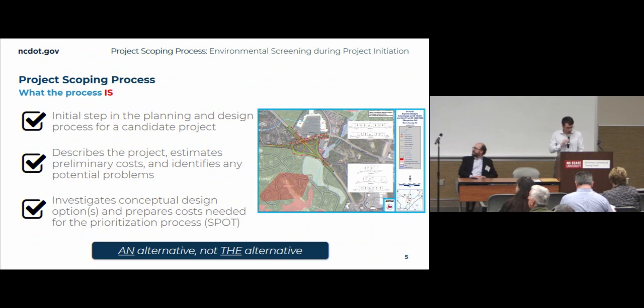And so to clarify what the project scoping process is, it is an initial step in the planning design process for a candidate project. It describes the project, it estimates preliminary cost, and identifies any potential problems. It investigates conceptual design options and prepares costs needed for the prioritization process and SPOT. It is an alternative, not the alternative that we're locking into going on downstream.